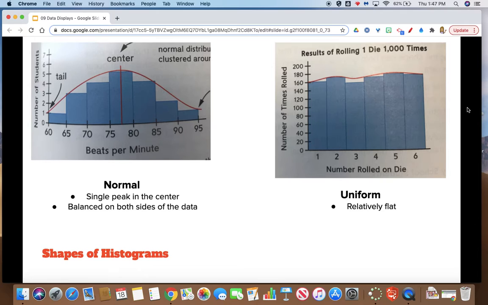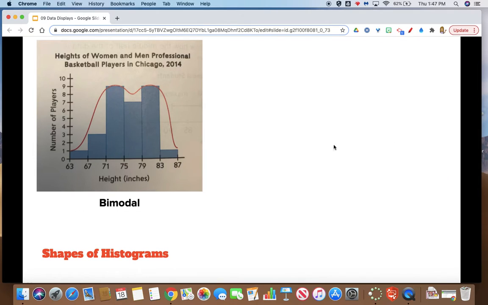There's 2 other shapes you'll want to know. Bimodal is when you have 2 bars that are occurring more than the others. Bi means 2, modal referring to modes. So we have 2 of those bars occurring more than the rest, and there is a dip in between the 2 taller bars.